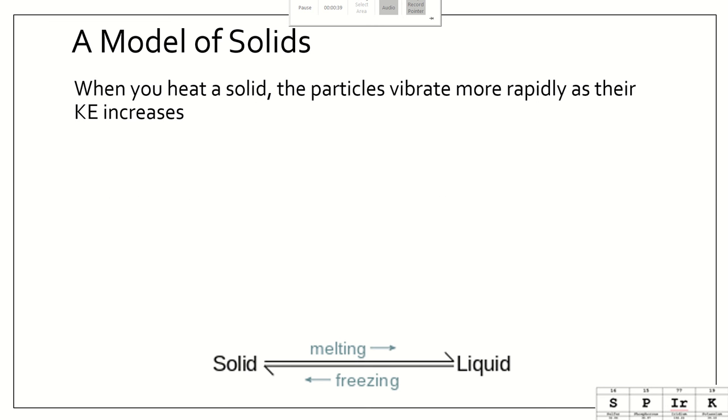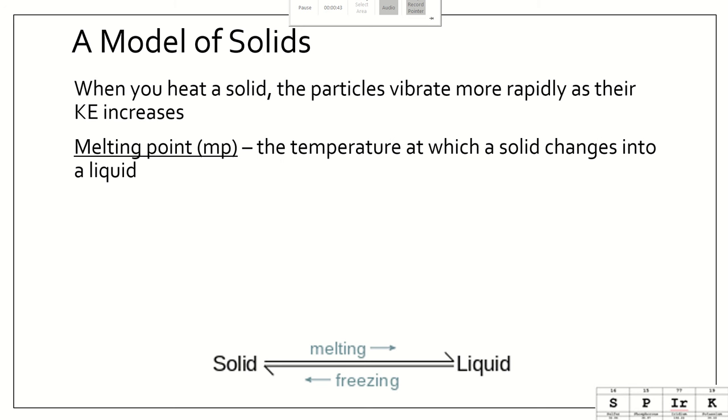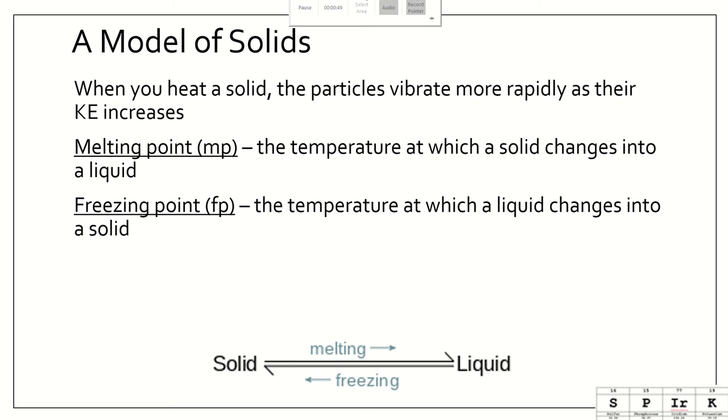When you heat a solid, the particles vibrate more rapidly as their kinetic energy increases, and that is what we call the melting point. This is the temperature at which a solid changes into a liquid. The freezing point is the temperature at which a liquid changes into a solid. Those temperatures are the same.